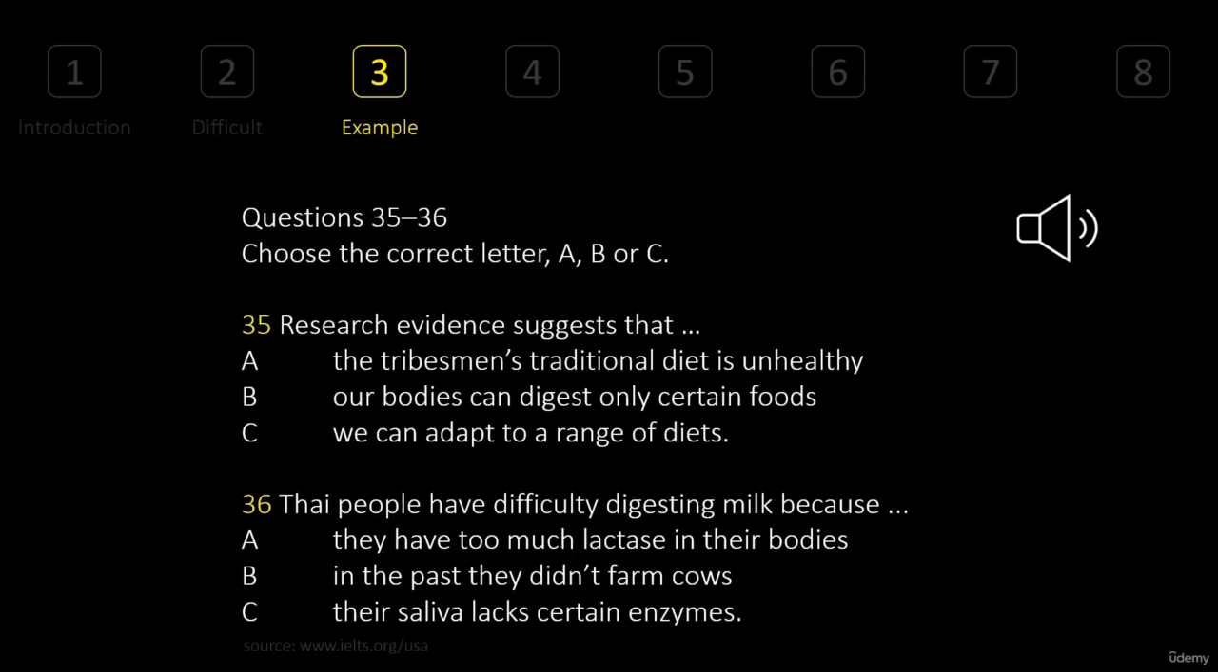We are back. Time to get the answers. For the first one, it's C. We can adapt to a range of diets. And number 36 is B. In the past, they didn't farm cows. If you got these answers, wonderful. If not, don't worry. We have pointers coming. We have some things that can help you to get these answers easily.